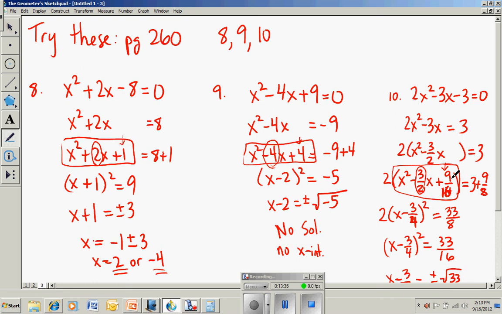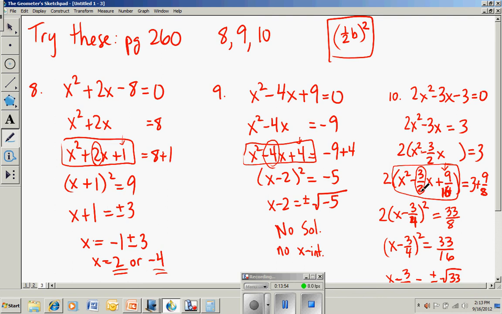So anytime you're trying to complete the square, you will take half of b, whatever that middle term is, and square it. This is the key. Half of b and square it. And that's what you'll add to both sides.